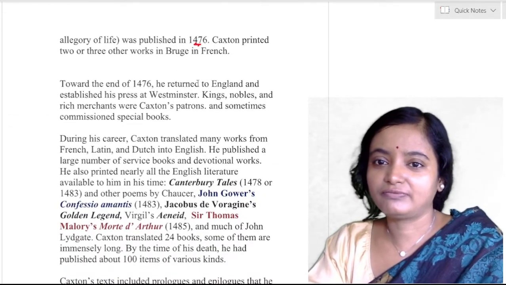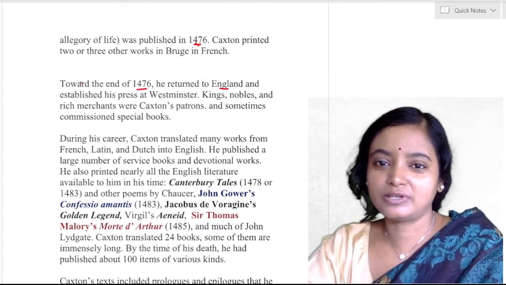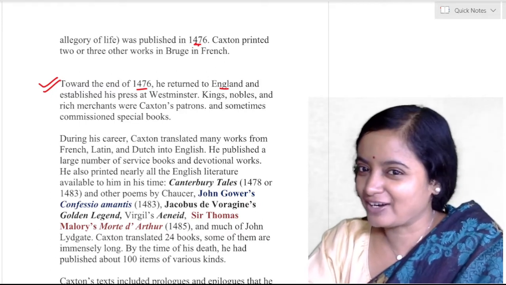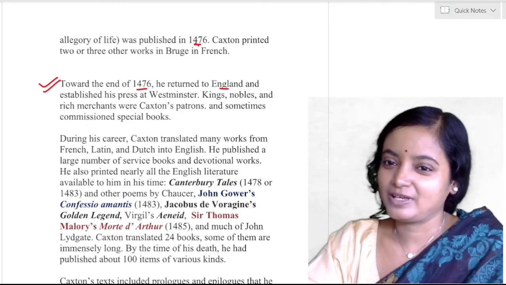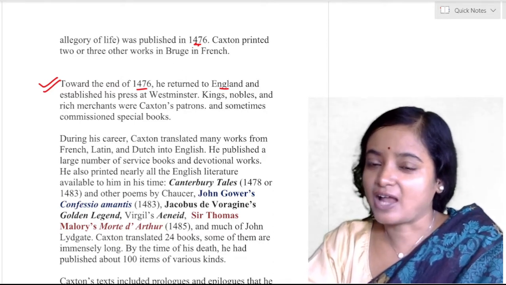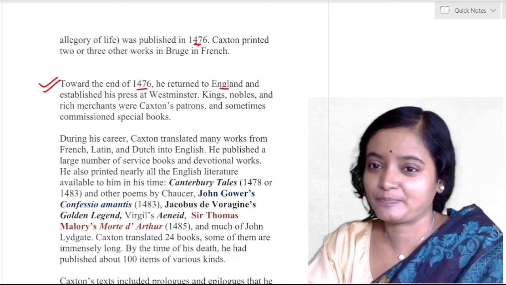Toward the end of 1476, he returned to England. Now he just returned to England. He already has so much knowledge and experience. He already established a printing press in Bourges in France. And now he returned to England and established his print press in Westminster.